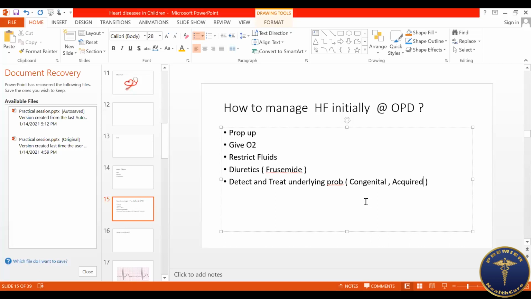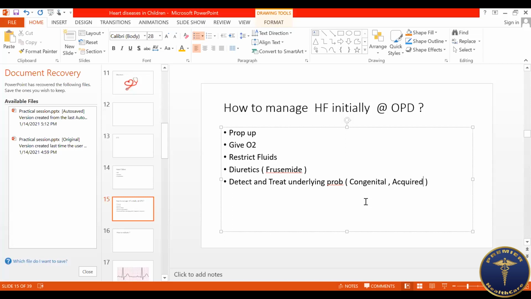If you have a hole in the ventricular septum, that's called ventricular septal defect. There may be a hole in the atrial septum as well. That is called atrial septal defect, ASD, VSD. Those are coming from birth. And there's another type of condition where the heart was normal at birth, but later you are getting this.